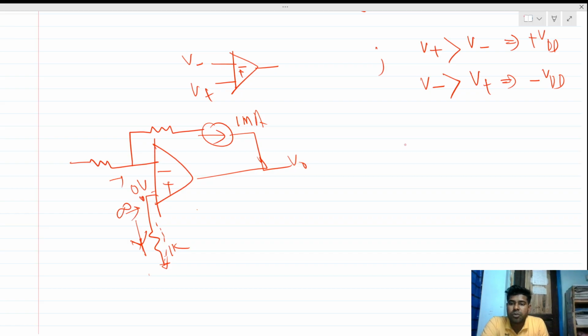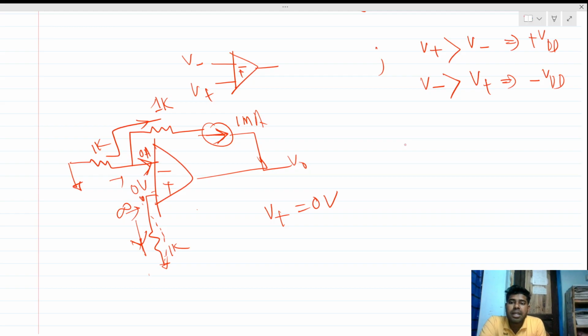Okay, so this 0 volt appears here. So the positive terminal potential here is 0 volt. Okay, so this is ground, so this is 1k and this is 1k. Okay, so we can see that, and like no current can go through this terminal as well, right? So we can see that this 1 milliamp current has to flow through this path, right?